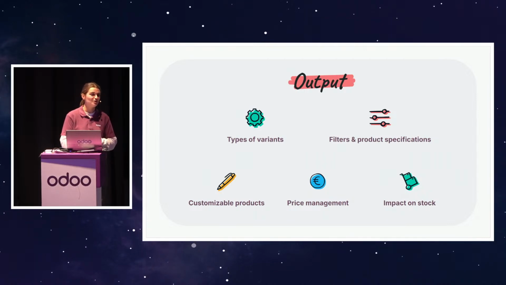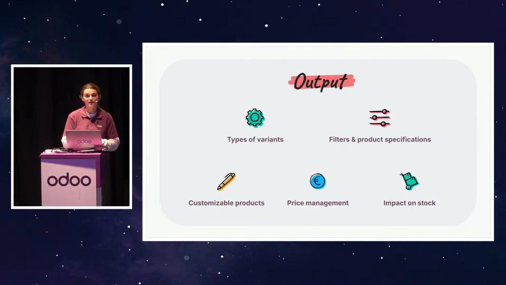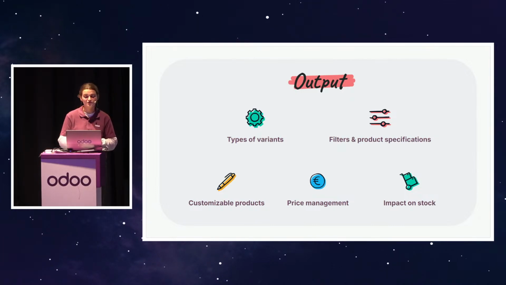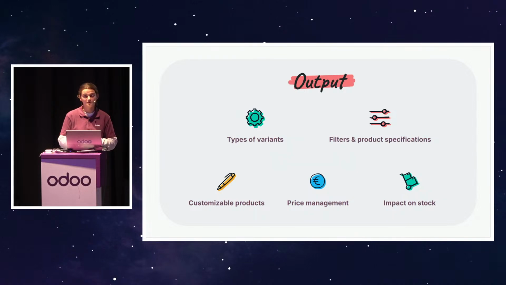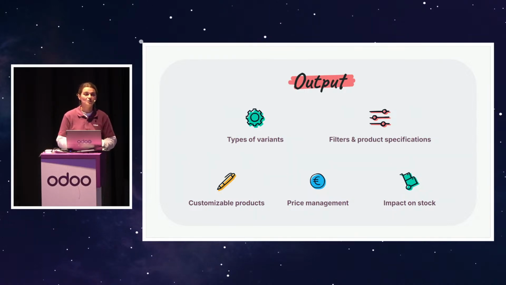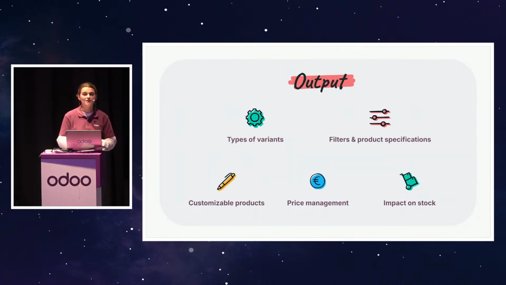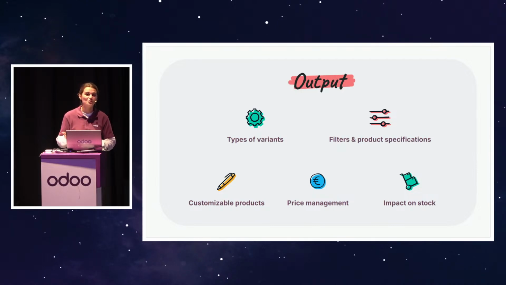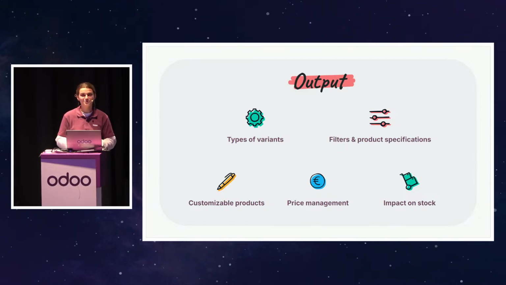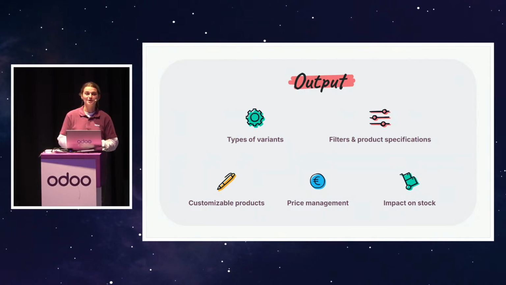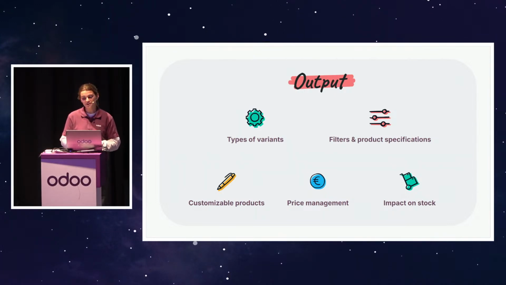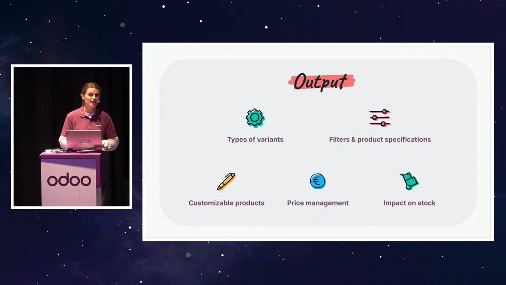You should also now be able to use the customizable product feature for your products that can be customizable, but this can be used in many other use cases, so I only showed you one example, but of course it would be hard to show them all. You should also now be able to manage the price of your variants and understand the impact they have on your stock management.